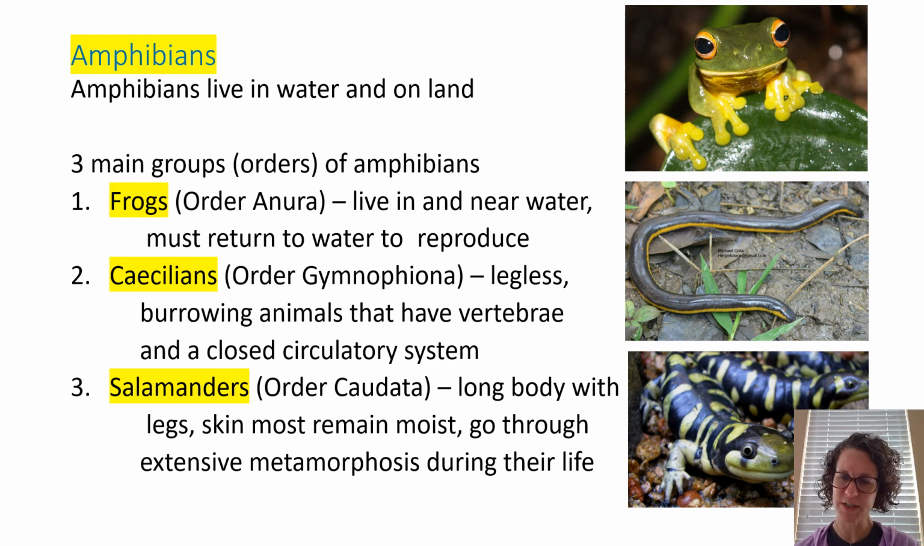Toads fall into this group, order Anura, and they obviously don't need as much water, but they do need to remain kind of damp. The caecilians, that next little group, are legless, burrowing animals. They do have vertebrae, so they do actually have a skeletal structure. They have a closed circulatory system. They basically are put into this group because of that characteristic.